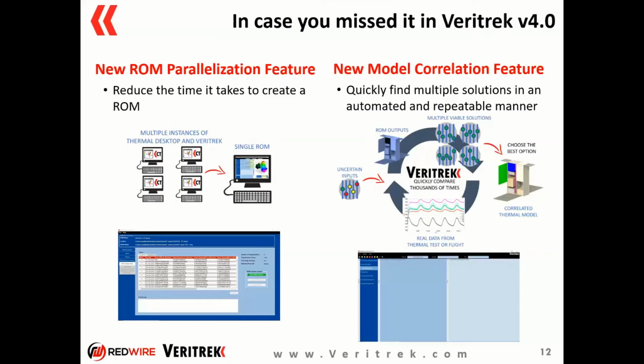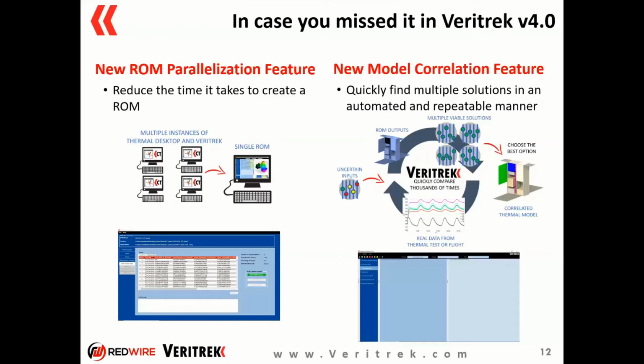One is on the ROM creation side, and that's a ROM parallelization feature. Hopefully from the discussion we've had today, we certainly don't want to hide away from the fact that we recognize the biggest investment or ask from a user perspective to utilize Veritrek is the initial time investment it takes to create a reduced order model. Since our reduced order model is generated with actual Thermal Desktop model runs, the larger your ROM is, or the longer it takes your Thermal Desktop model to complete one run, the longer it's going to take to build an accurate ROM that you can use.